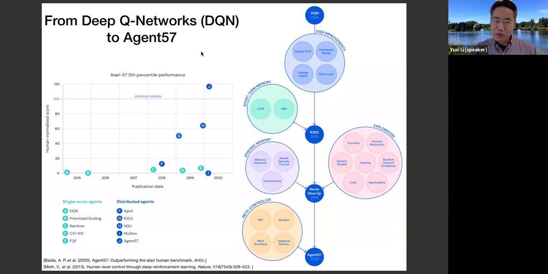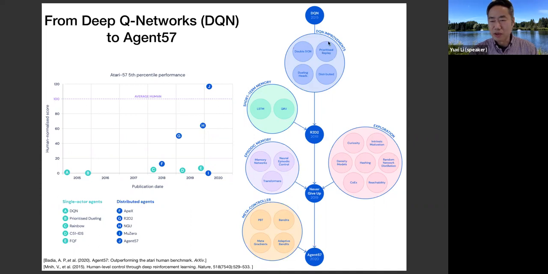And last year, there was a paper called Agent 57. They can achieve much better results. They can beat human level at all those 57 games. So it improved much on the deep Q network, the DQN algorithm. And basically, this is the state of the art. And actually, I think Agent 57 is a very good paper to recommend for people who want to know more about reinforcement learning. It basically integrates many techniques in deep reinforcement learning.